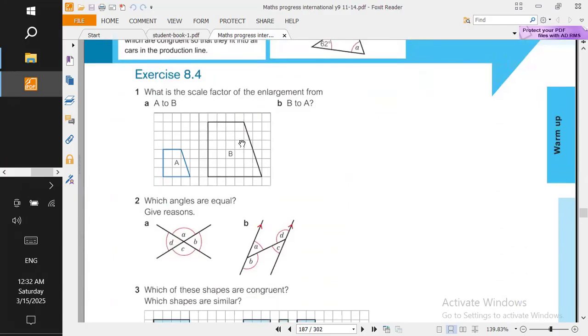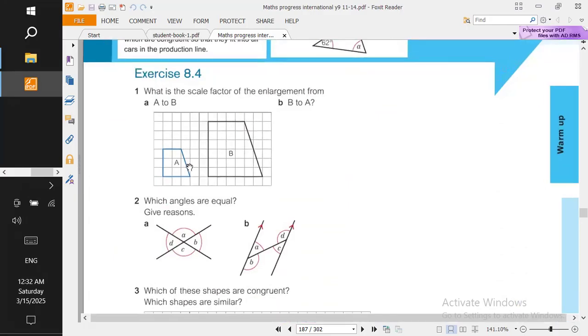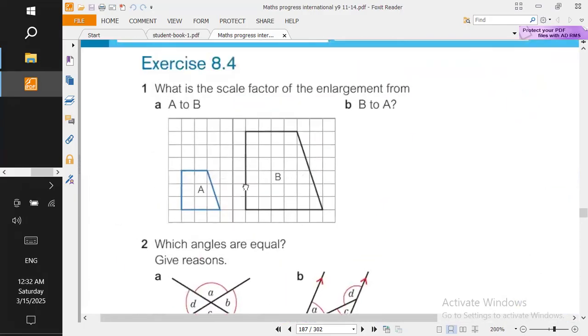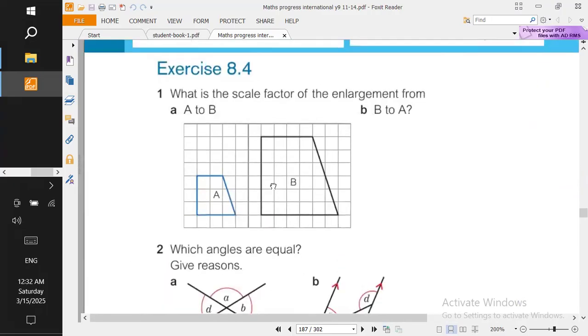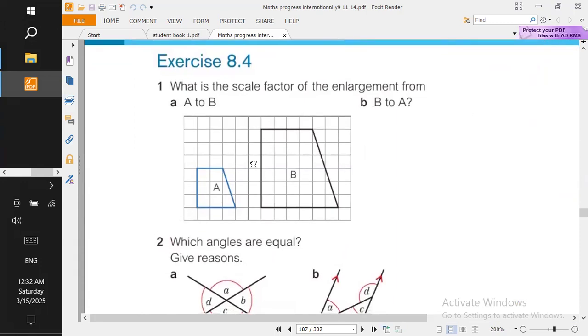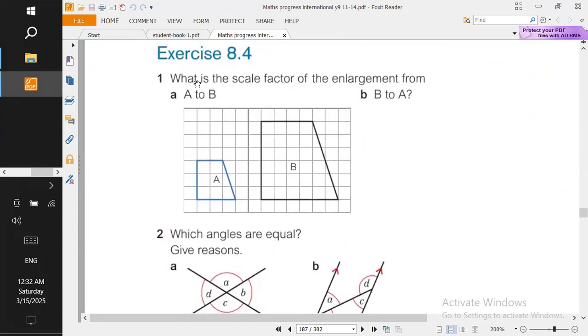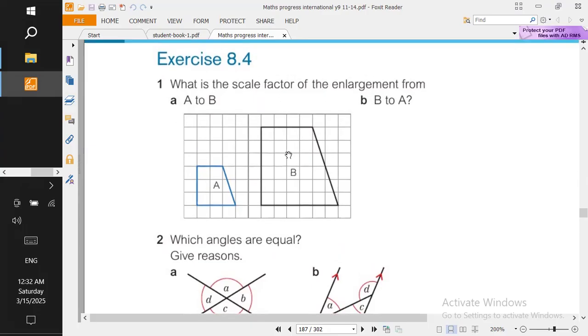Let's take a look at some of the questions and understand the ideas. First question here. This question is very important. It's about scales or scale factor of enlargement. Now, for scale factor of enlargement, we have two shapes here.